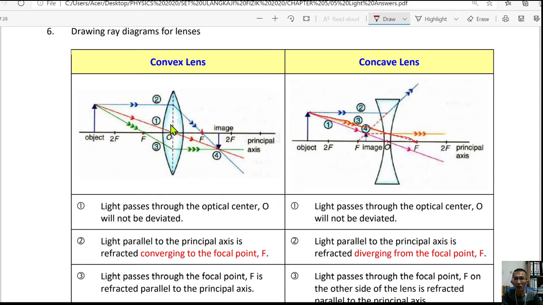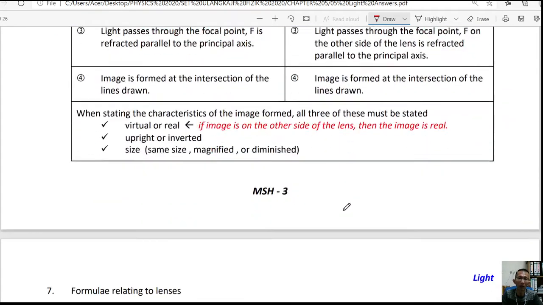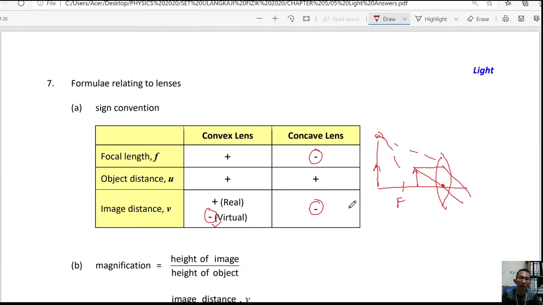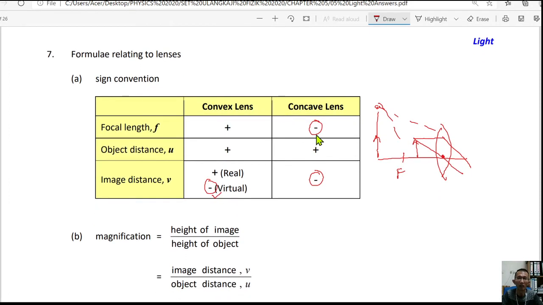You see here, if I want to measure my image distance, I measure from the lens going to the right, to the image. So I'm going to the right, so I will have a positive value. All right, so that's how we can memorize the negative and positive sign convention.